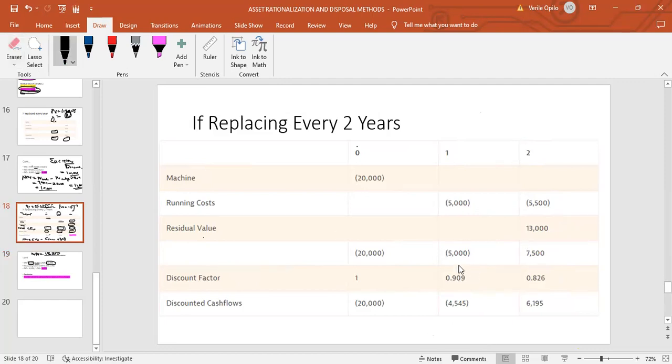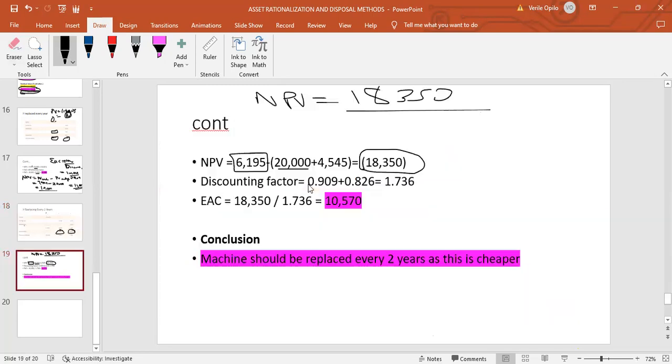So we'll add 0.909 plus 0.826. That one should give us 1.736. So therefore, we divide by 1.736. We should be able to get 10,570. So in this case, having ignored the negative sign, we get an EAC of 10,570.